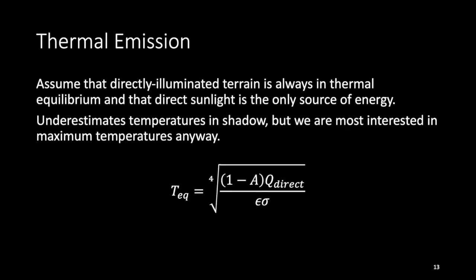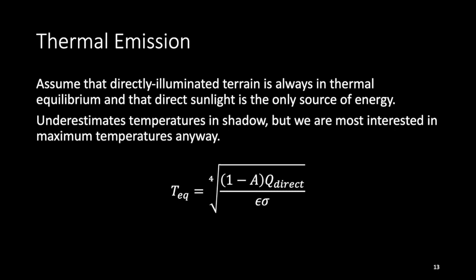To determine the magnitude of the thermal emission from the light scattering terrain, we need to know the surface temperature of each facet. In principle, we could apply a full thermal model, but for the sake of simplicity and computational time, we assume that the light scattering terrain facets are always in thermal equilibrium and only subject to direct solar illumination, so the temperature is defined using this simple equation.